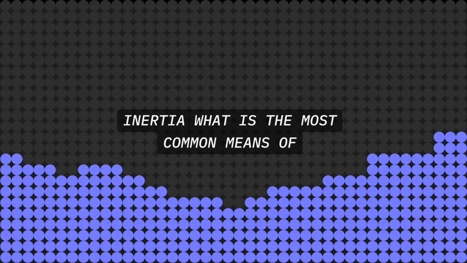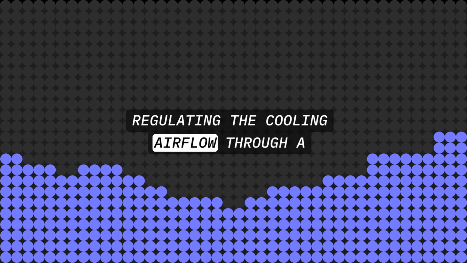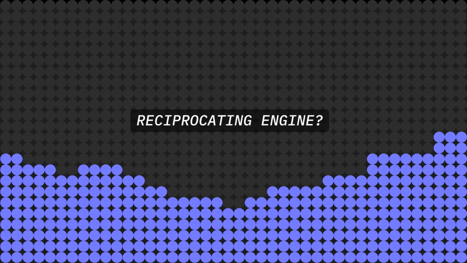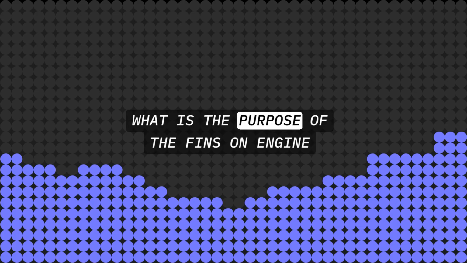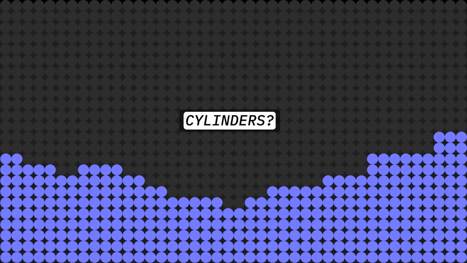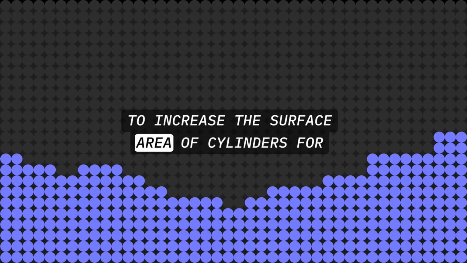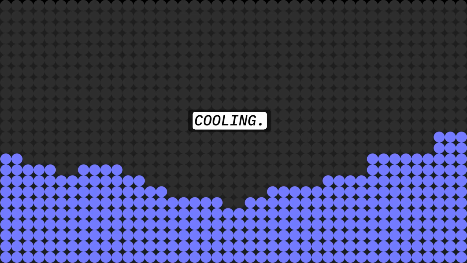Inertia. What is the most common means of regulating the cooling airflow through a reciprocating engine? Using cowl flaps. What is the purpose of the fins on engine cylinders? To increase the surface area of cylinders for cooling.